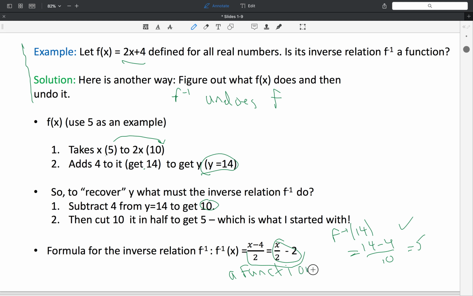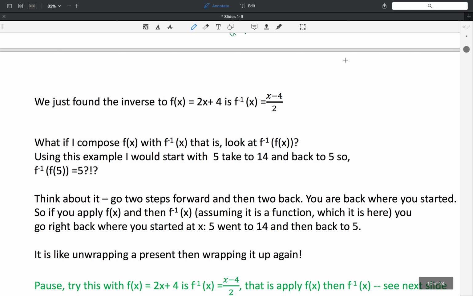So that's another way that we saw that this has an inverse that's a function. So the answer here is yes. Let's go to the next one.